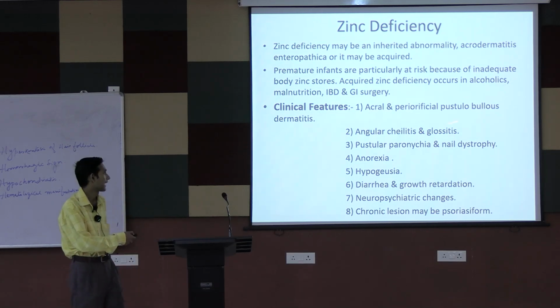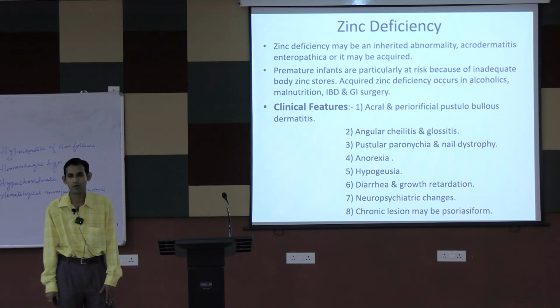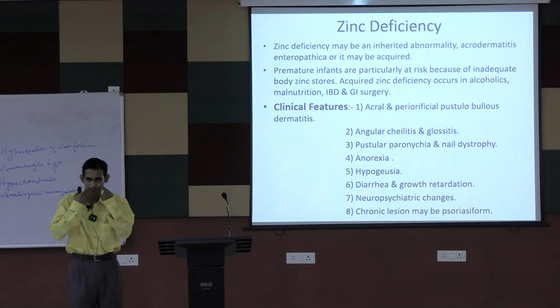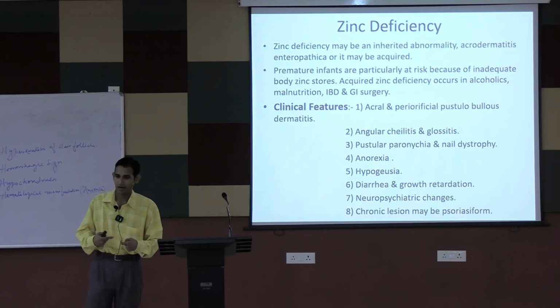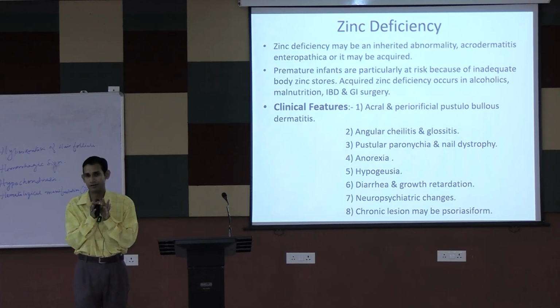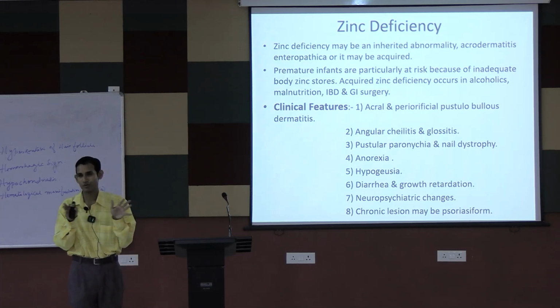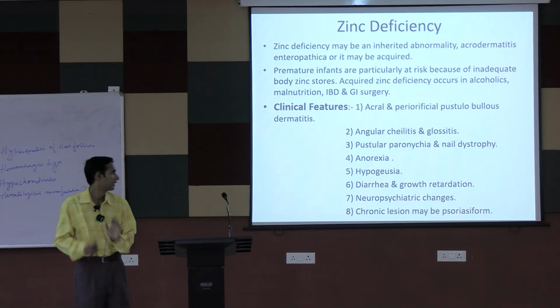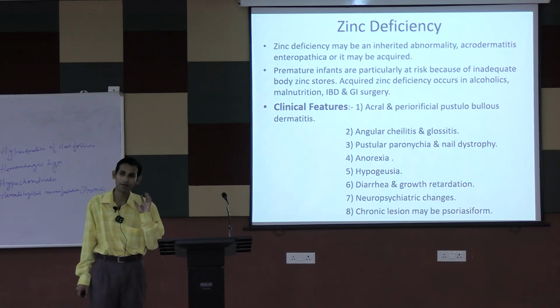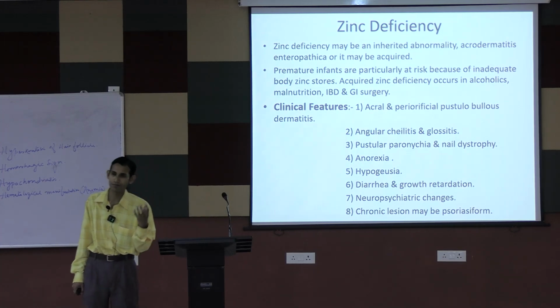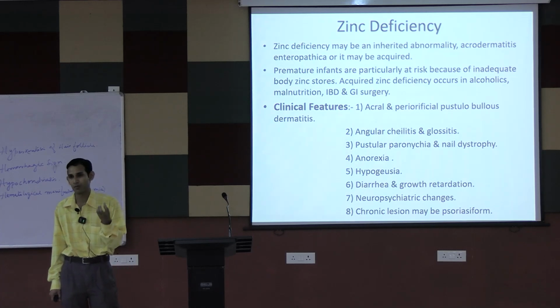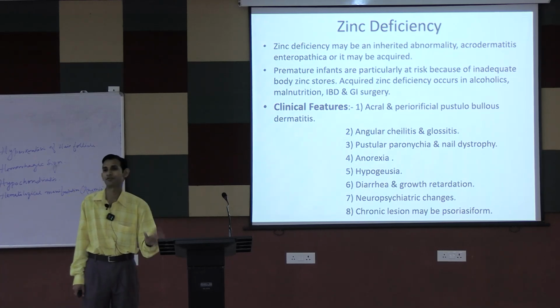Most important is the acral and periorificial pustulobullous dermatitis. Periorificial means around the oral cavity, around the groin or genitalia, there is an erosion and pustulobullous lesion with a red erosive lesion. Number two is recurrent and repeated diarrhea. If you see an infant with recurrent and repeated diarrhea with pustulobullous acral or periorificial dermatitis, there is a high chance of zinc deficiency.